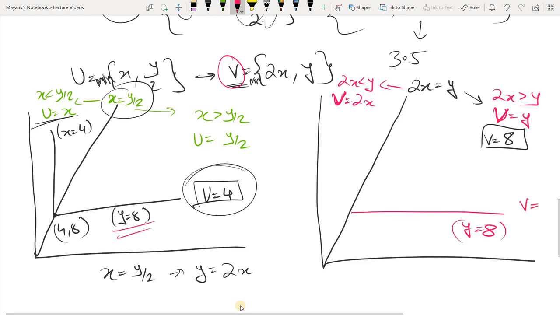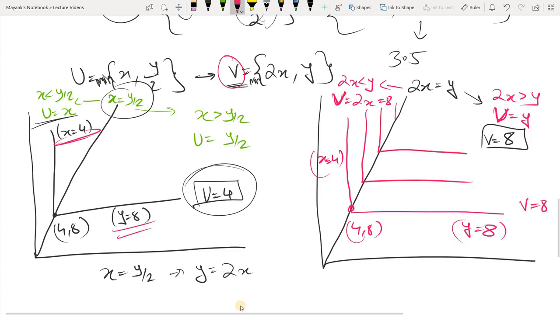Okay. Now I am plotting v equals to 8 instead of u, and 2x equals to 8 implies x equals to 4. So this is your x equals to 4 line, which is again same as earlier, and this point again would be 4 comma 8. Okay, so the ICs are going to be same. It's just that the name of the ICs are going to be different.